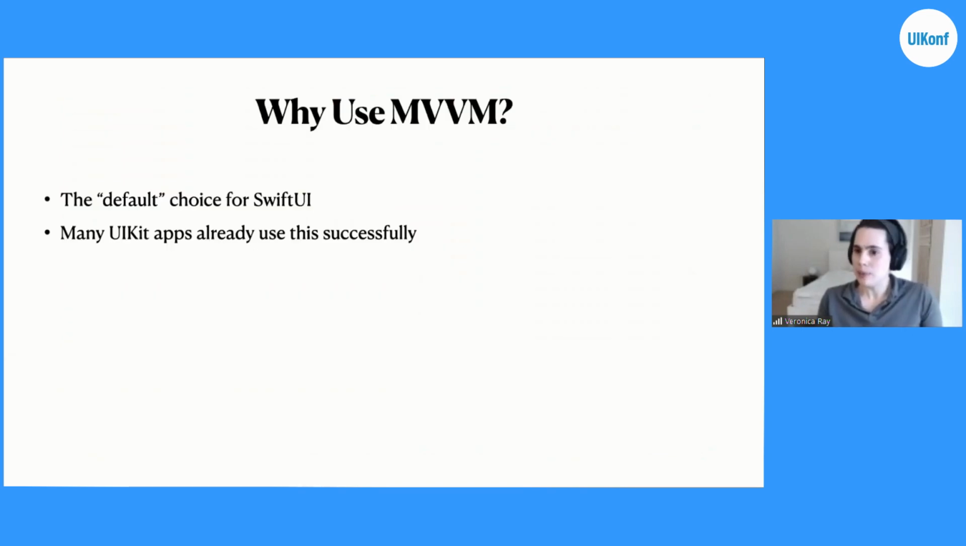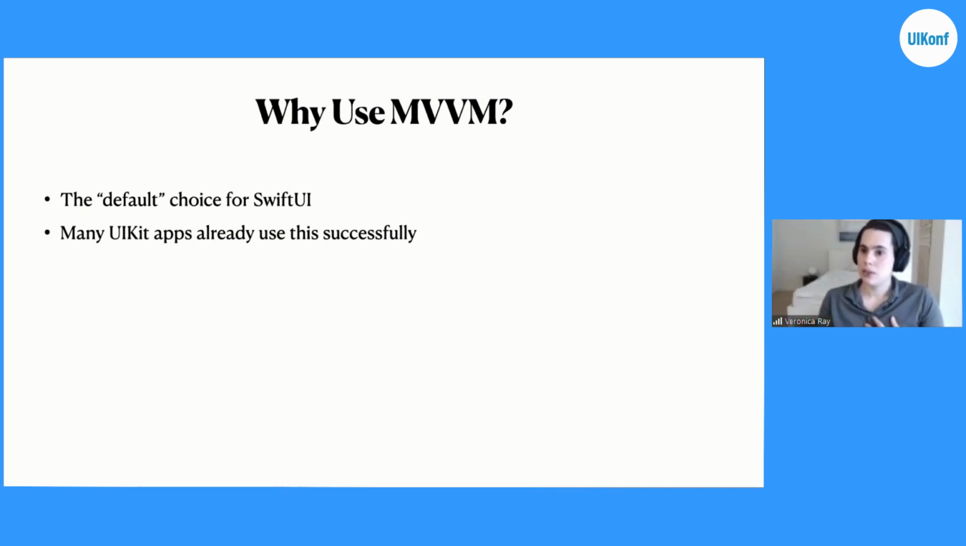So MVVM is probably the most familiar to most of you. And it's the new MVC, you could say. It's the default choice for SwiftUI. It's what you're seeing in the WWDC videos. And many UI kits are already using this architecture successfully.